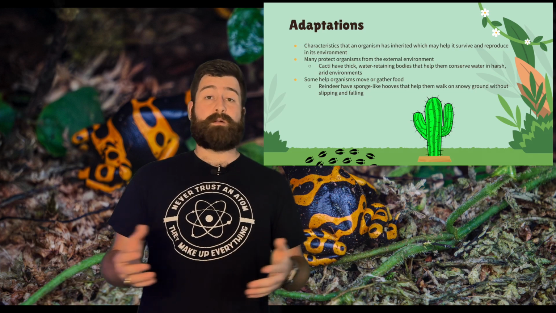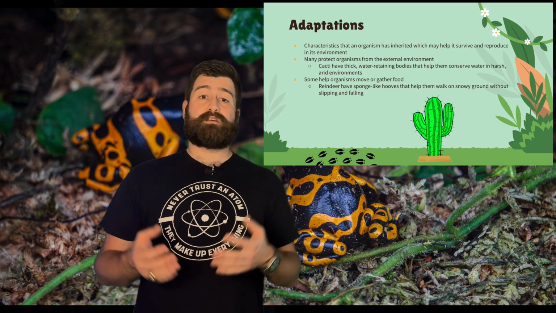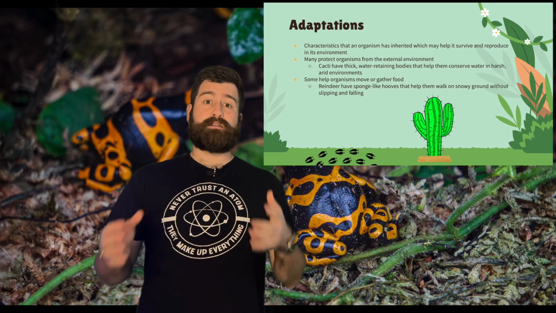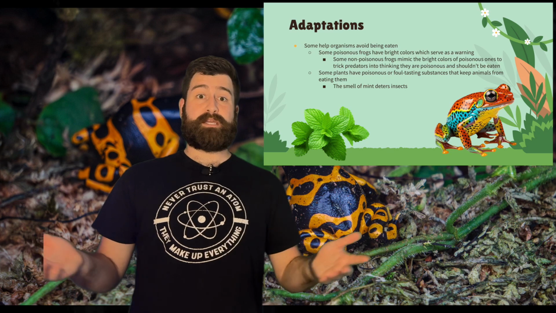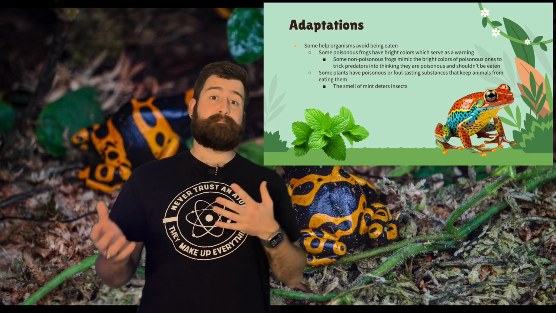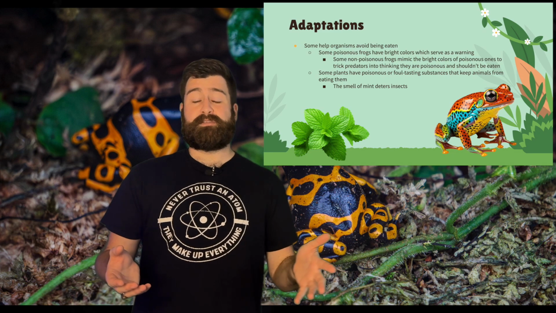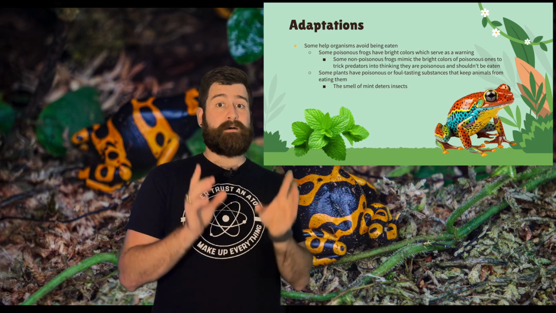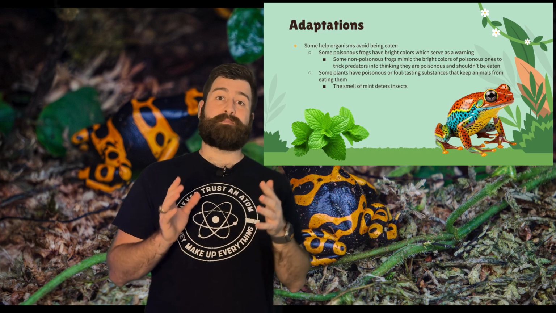Some adaptations can help organisms move or gather food. One example of this is reindeer, having sponge-like hooves that help them walk on snowy ground without slipping and falling. Some adaptations help organisms avoid being eaten. And one example of this is that some poisonous frogs have bright colors on them, which serves as a warning. Another example of this is that some non-poisonous frogs mimic the bright colors of poisonous ones to trick predators into thinking they're poisonous and shouldn't be eaten.